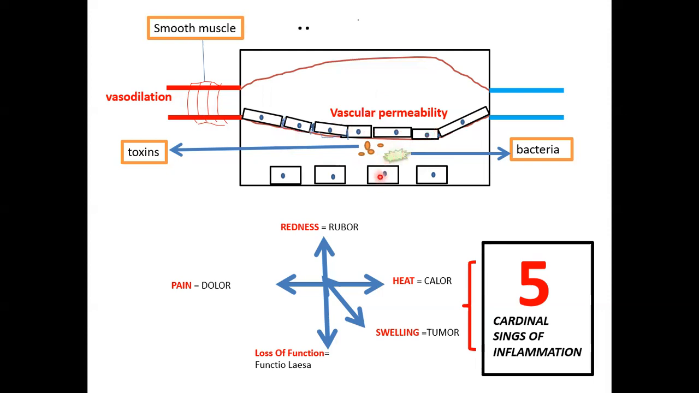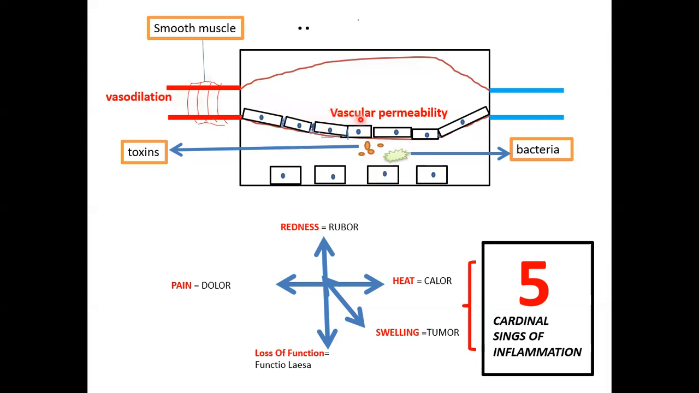The chemical mediators act on the vessel to let the white blood cells come. Sometimes we say vasodilation, which means the vessel opens up so that more blood comes inside.